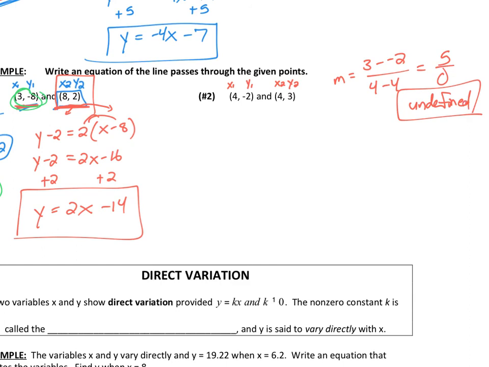So undefined, if you recall, means it's a vertical line. Vertical line, it's undefined, and it's x equals. So if it's undefined, we go in here. Do you notice that the x's are actually the same number? When that happens, your equation is just going to be x equals whatever number it is. So it's x equals 4. Okay? So again, if it's undefined, it's vertical. It's going to be an x equals, and it's going to be x equals 4.